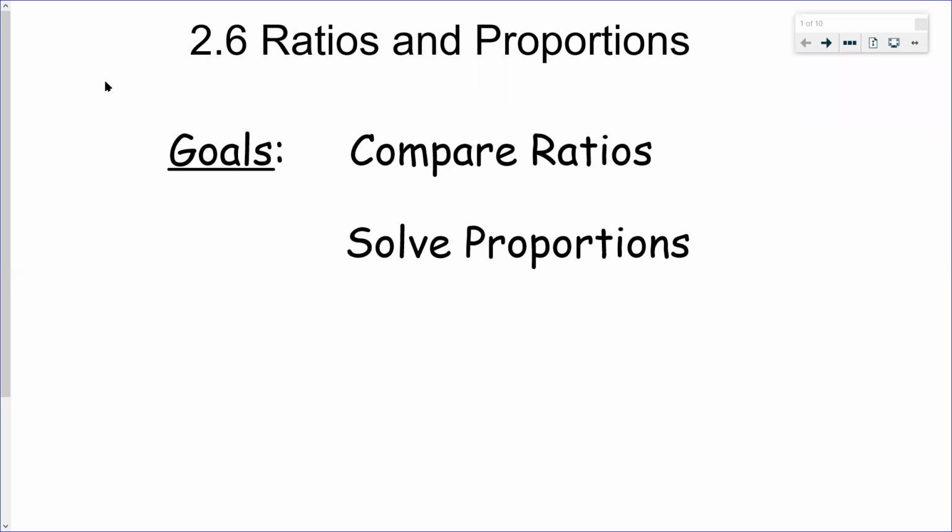All right, so we're going to look at ratios and proportions. So this is 2.6, ratios and proportions. Again, you're going to want to make sure you write down these notes so that you have them for your assessment. So our goal here is we're going to compare ratios, and then we're going to solve proportions. The biggest thing we're going to look at here is actually solving the proportions here. So let's go to our next page.